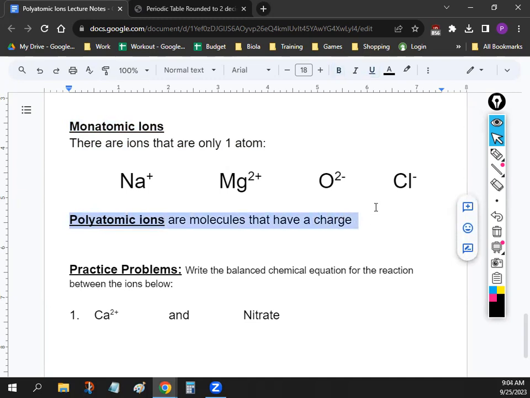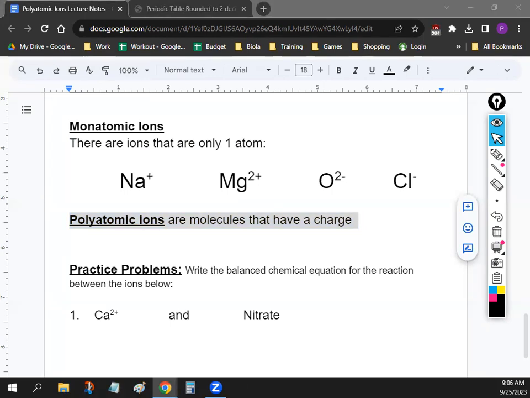I do need you guys to write this down. Polyatomic ions are molecules that have a charge. They're molecules that have a charge. So it's a group of atoms. You put them together, and then they have their own charge. And while you guys copy that down, I'm going to pass out a little handout that has the polyatomics we'll need to use for this class.